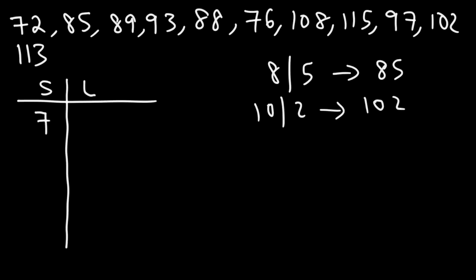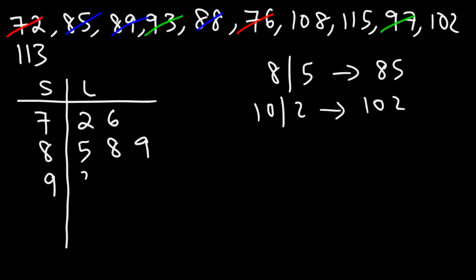In the 70s, we only have two numbers. We have 72 and 76. So I'm going to write 2 and 6 in the leaf column. Now in the 80s, we have, let's see, the lowest number is 85, and then 88 and 89. So I'm going to write 5, 8, and 9. Now in the 90s, there's only two numbers, 93 and 97. So let's put 9 and then 3, 7.